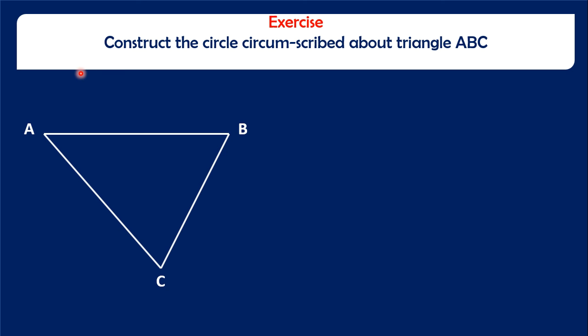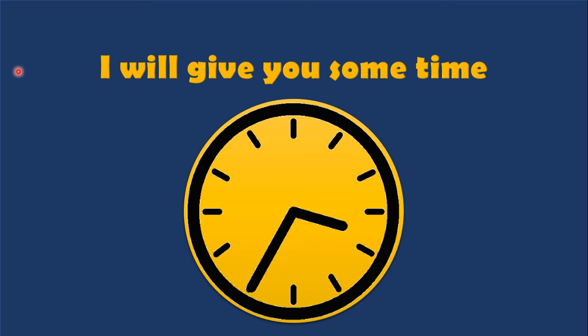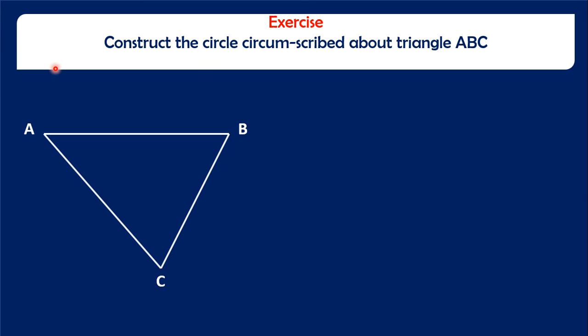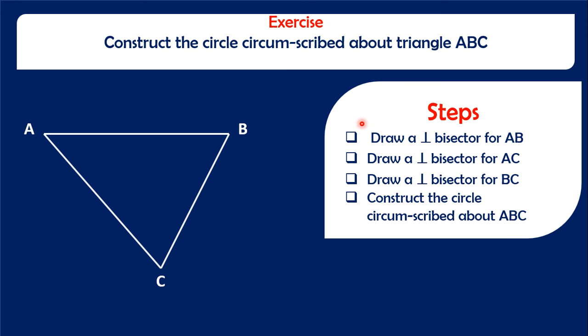Now we have a final exercise. You have to construct the circle circumscribed about a triangle ABC. I will give you some time so that you can solve it alone. You can pause the video and then play it again when you have finished. Now let's do it together. Our steps here: we have to draw a perpendicular bisector for the side AB, and then a perpendicular bisector for AC, and then a perpendicular bisector for BC, and finally we have to construct the circle circumscribed about triangle ABC.